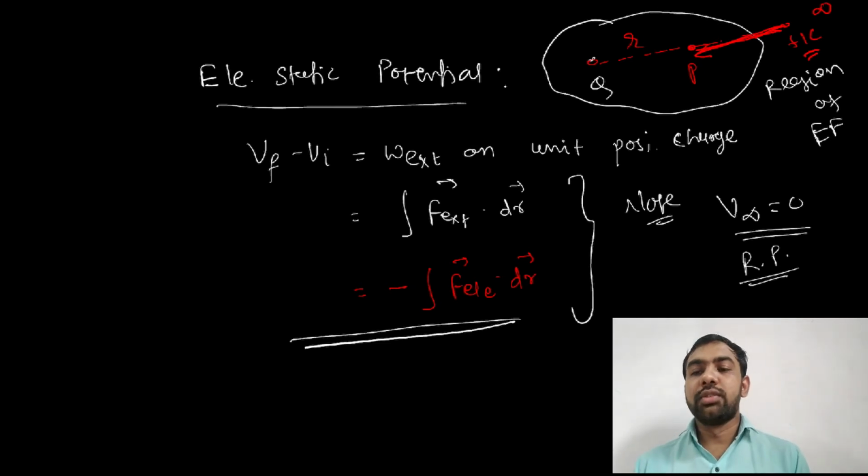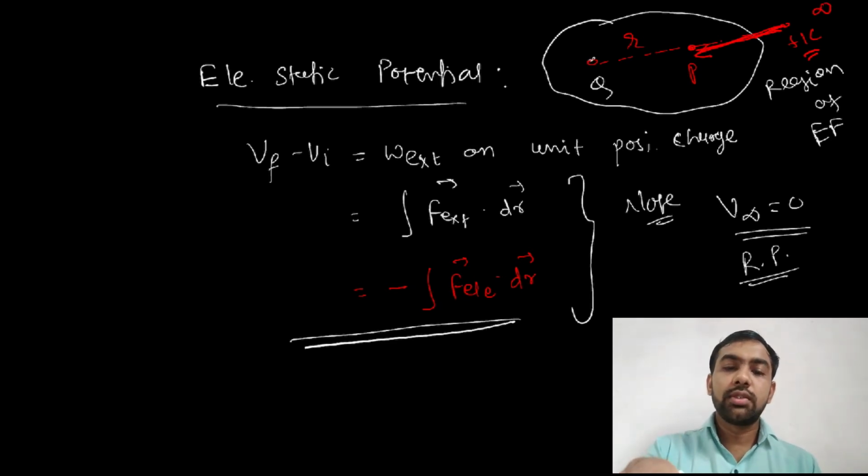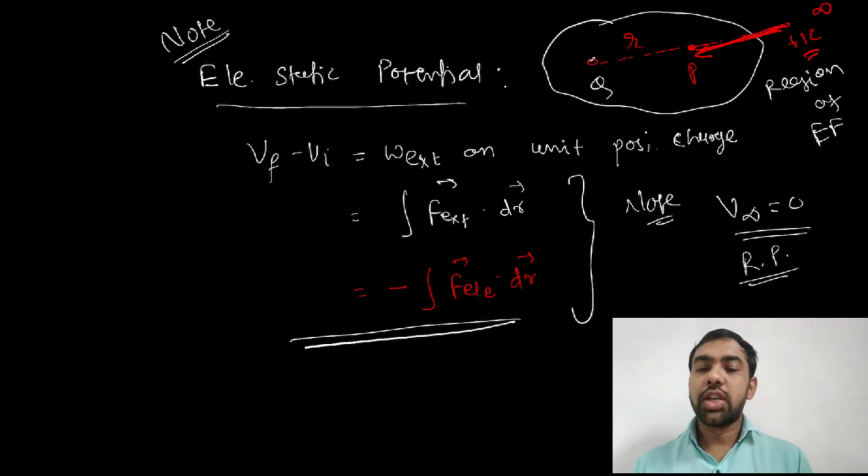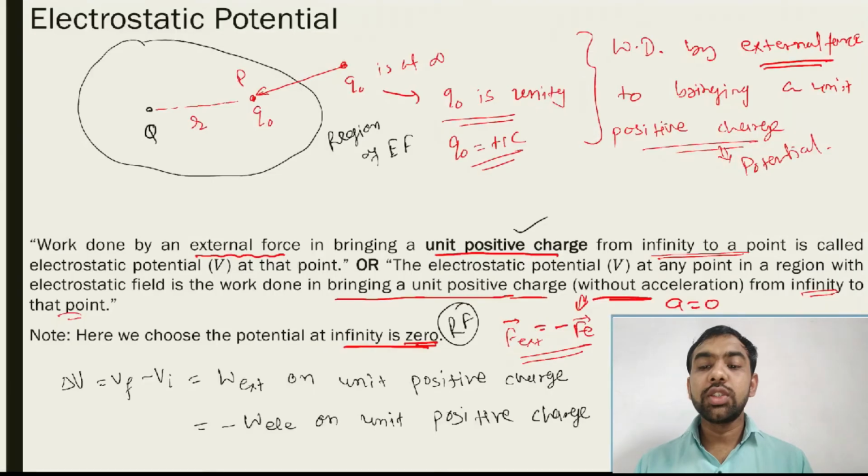V at infinity is what? 0. V at infinity is 0. Okay, all of you guys note this. Note it. So this is the simple definition of a potential.